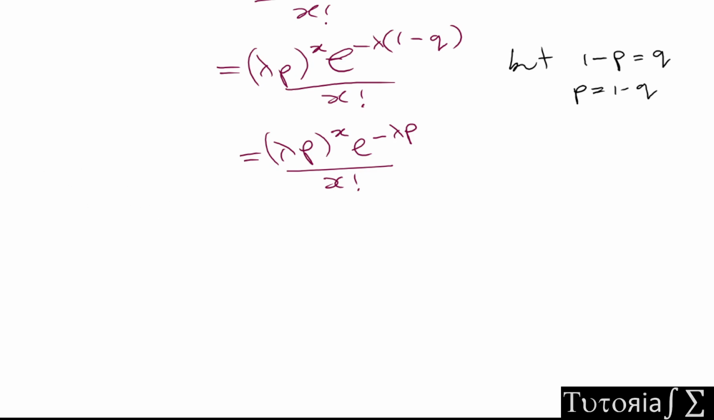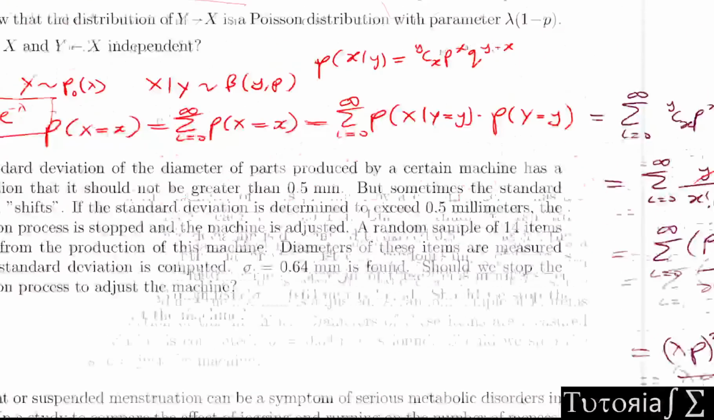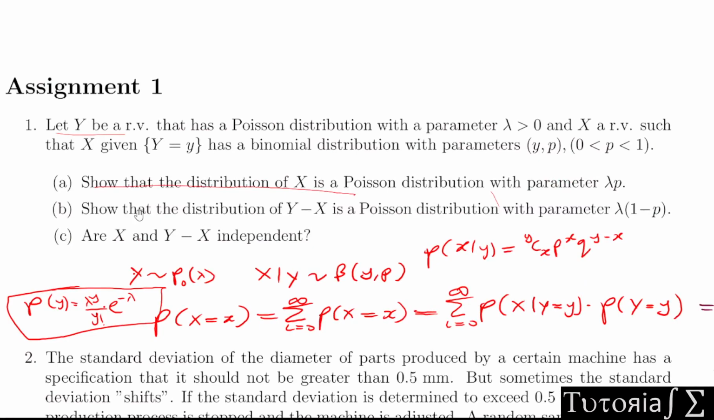So we see that X has a Poisson distribution with parameter lambda p. So that is our first question. Then in the next video, we'll look at the second question right here.